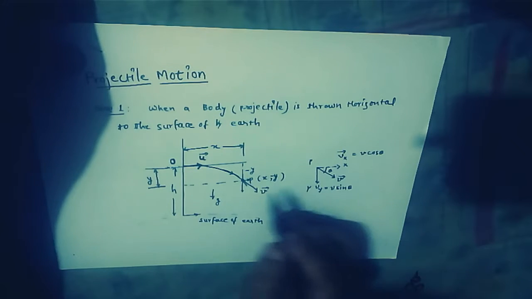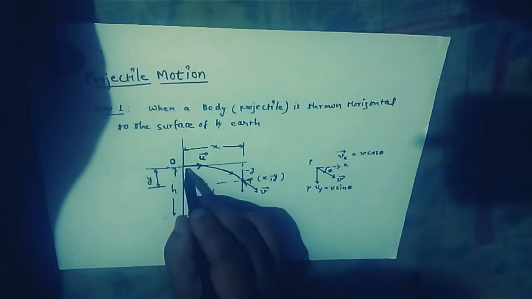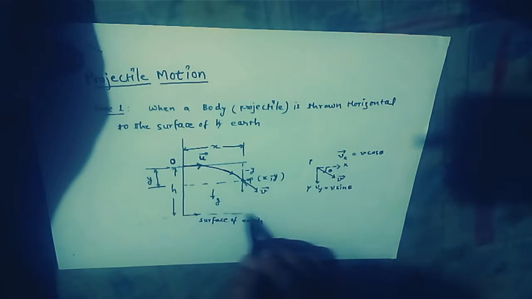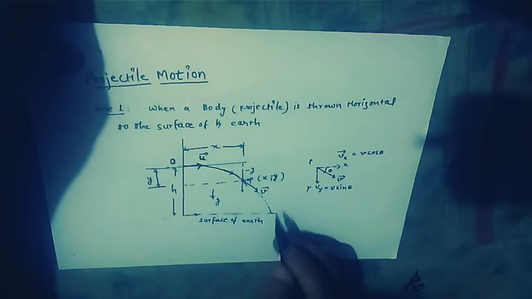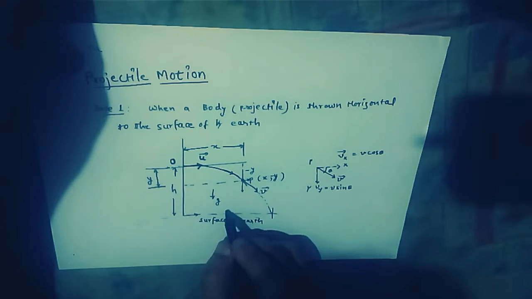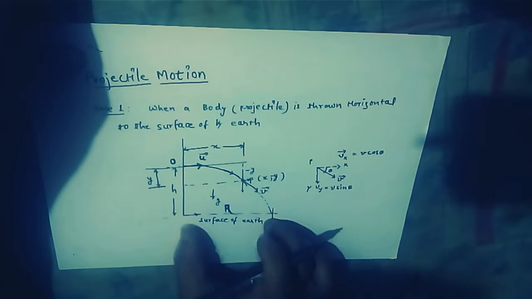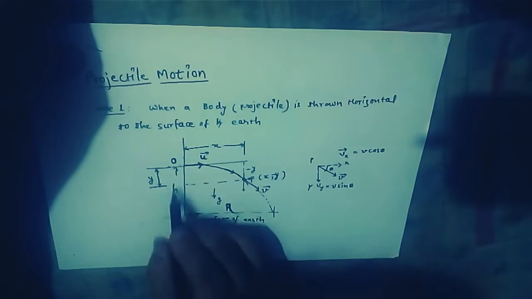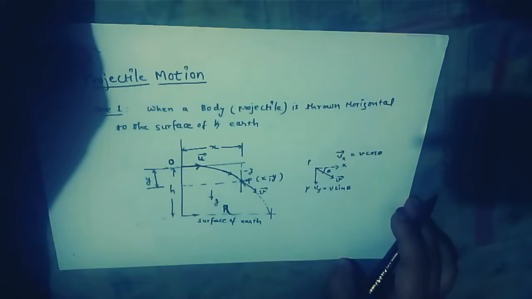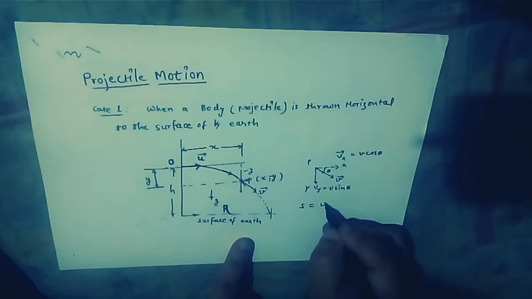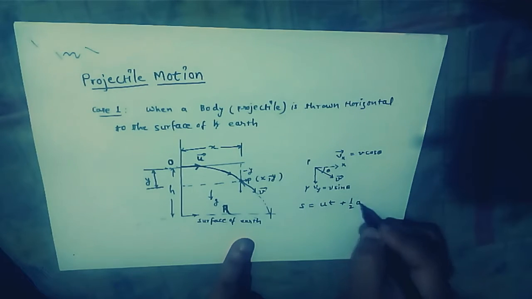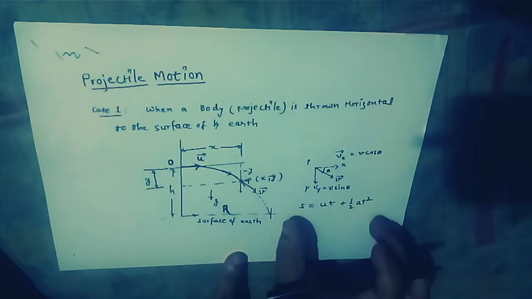Then we will try to find out the horizontal range. Suppose when it comes down to the surface of Earth, it will travel a distance along the x-axis along the surface of Earth, which is suppose r, and the height from the surface of Earth is h. Now we know this formula: s is ut plus half at square. By this we can find out the distance.